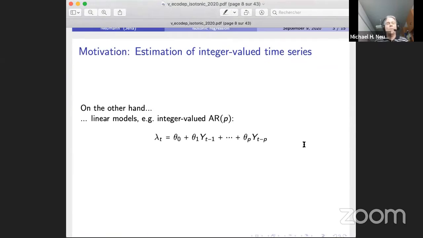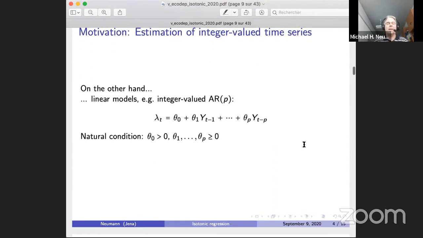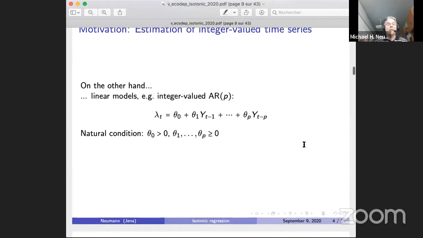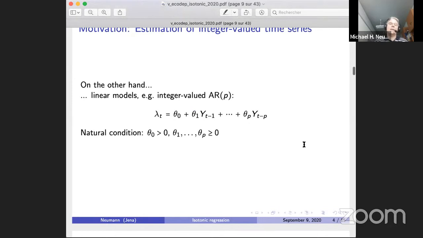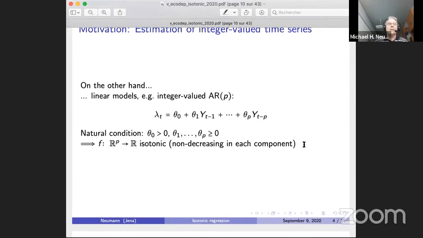On the other hand, when we consider, for example, one of the simplest models, namely such a linear integer valued autoregressive model of order p, then a natural condition on these parameters is that they are all non-negative. And in this case, it turns out that the corresponding function f is isotonic. Isotonic means non-decreasing in each component.